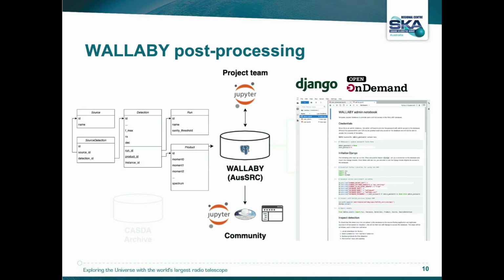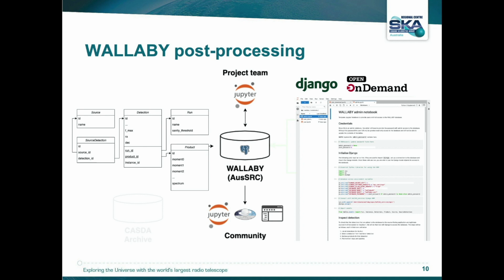As I mentioned previously, the project team will have to manually inspect the output of the source finder to verify that the source is real, and you can see the schema on the left. So you have the detection table with all of the properties and products from the source finding application, and then you have a source table with just a name, and that name is the name determined for that source by a scientist once they've decided that it is a real source.